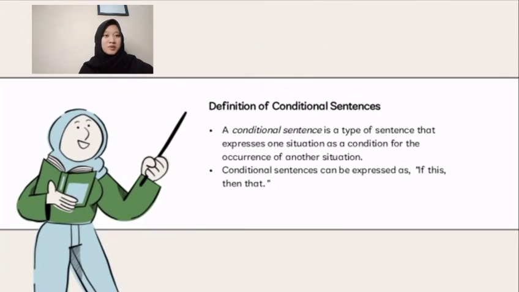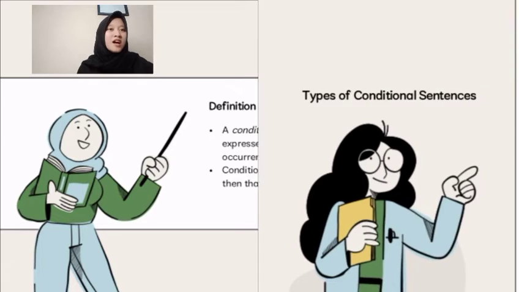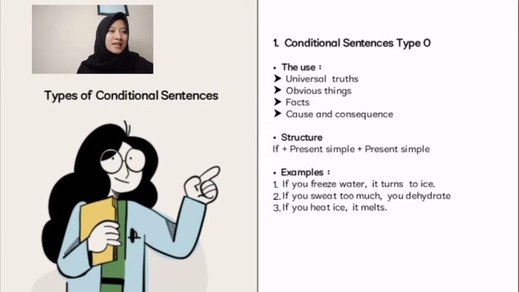So let's begin with the first material, that is definition of conditional sentence. A conditional sentence is a type of sentence that expresses one situation as a condition for the occurrence of another situation. And conditional sentence can be expressed as if this, then that. Okay, let's move to the types of conditional sentence.